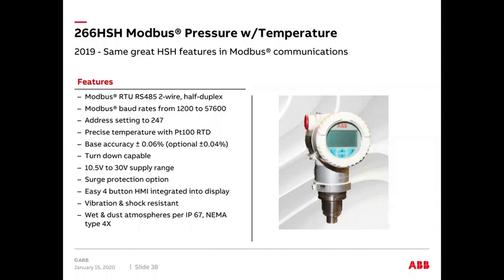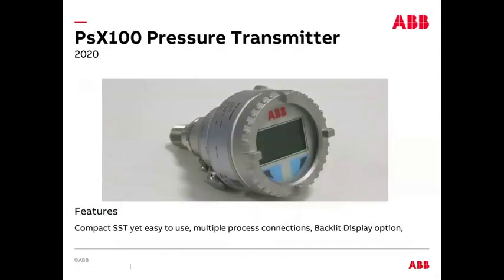come out, but it's great for things like an ultrasonic meter. You can have the pressure and temperature in just one simpler, low-cost device. We offer surge protection with the instruments and a lot of different things. One that's coming out that you'll be hearing more about soon is the new PSX 100 pressure transmitter, which will be very compact, easy to use, has all the different process connections, and has a backlit display option.